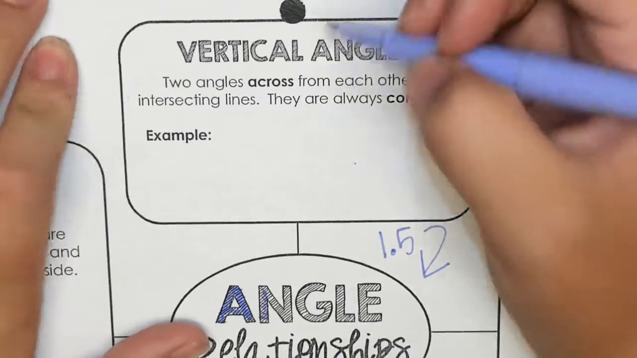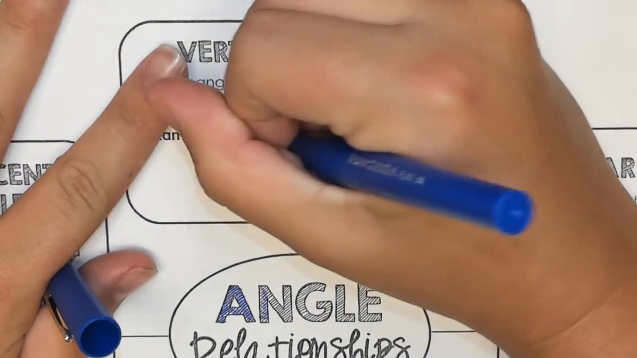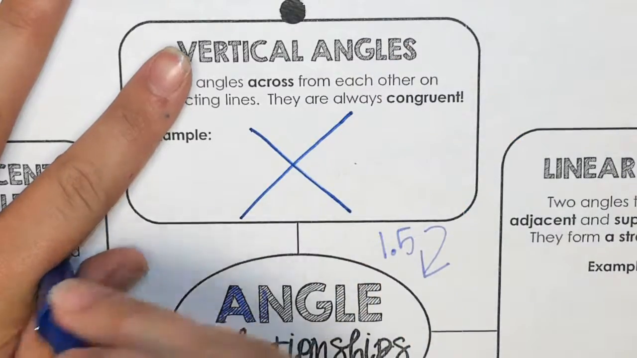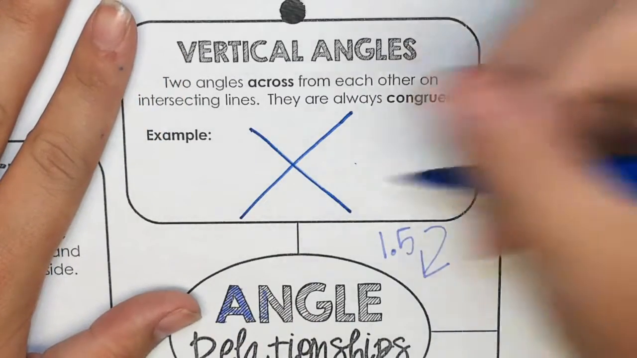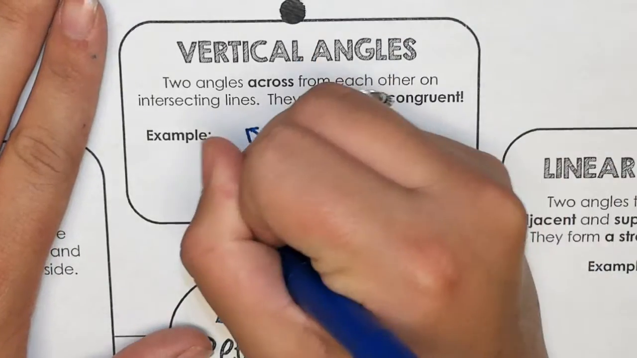So what I need you to do is draw two straight lines that intersect each other. Basically like making an X. But they're lines, so we need to have an arrow on each end.